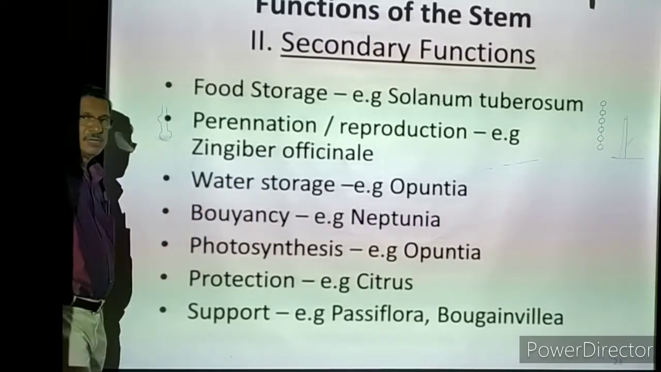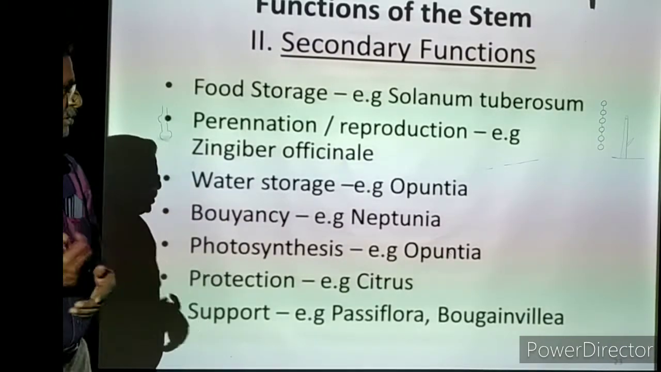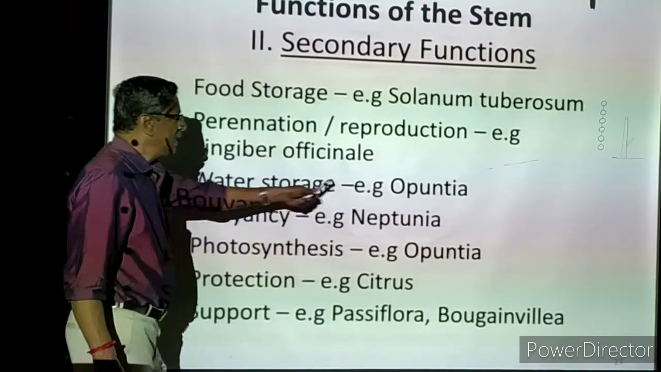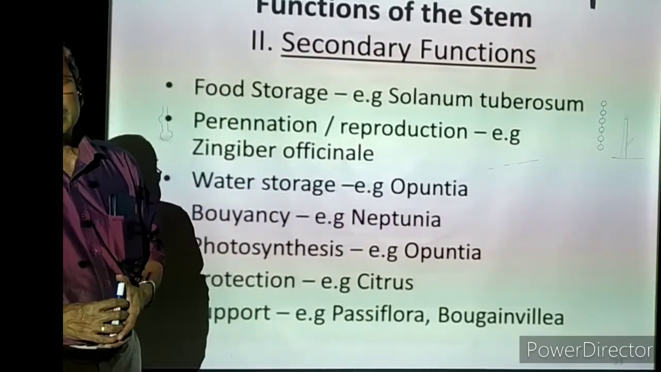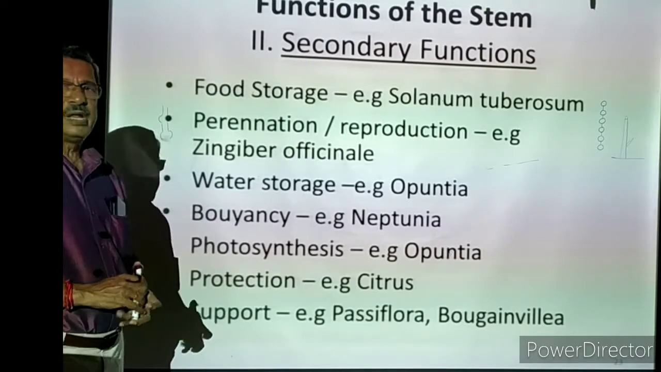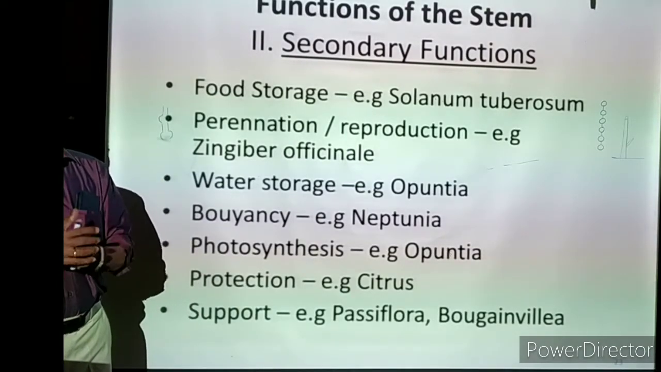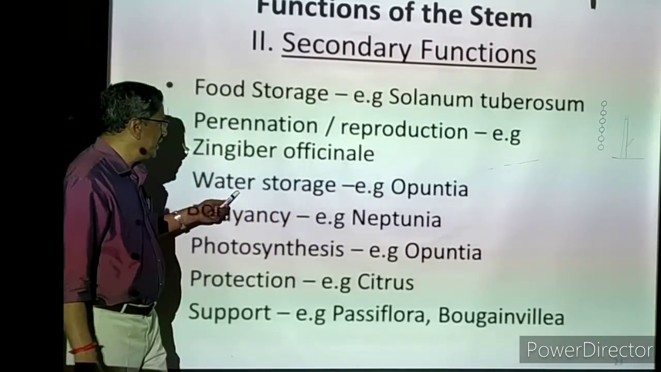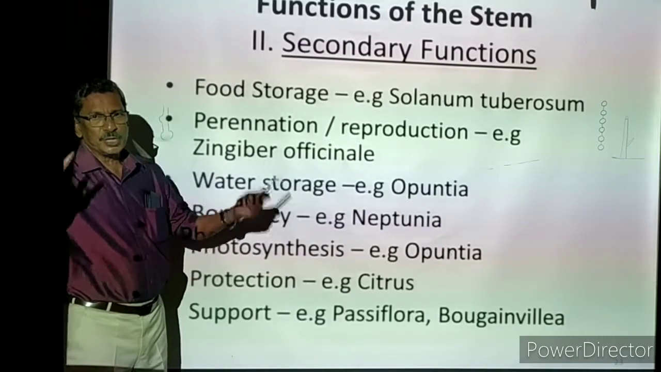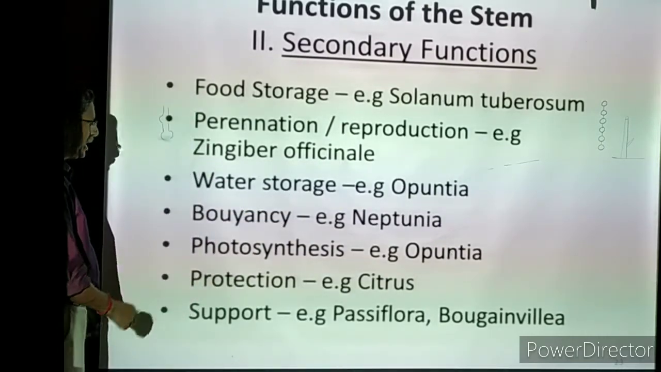Water storage. In some plants, the stem is storing water for future use. That is called water storage. Example, Opuntia. I already told you in the root system. Opuntia is a cactus plant. Normally they live in dry places. Whenever the rainy season comes, the soil has more water. They absorb the water and store it in the stem. So for future use, whenever dry conditions come, the stem supplies water to the entire plant.